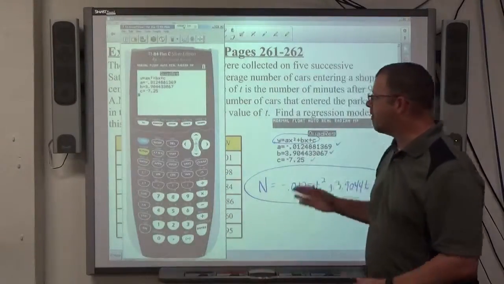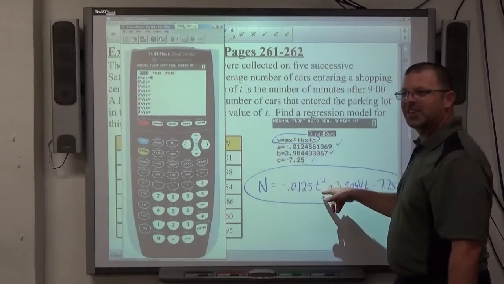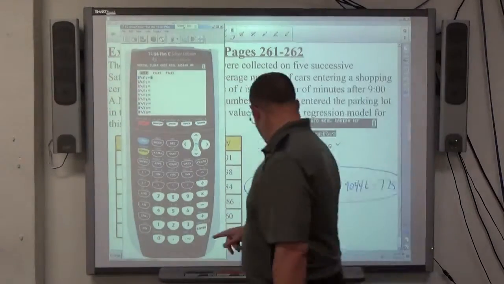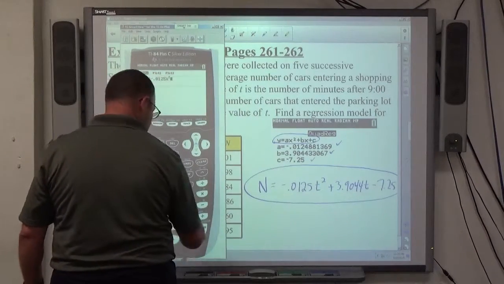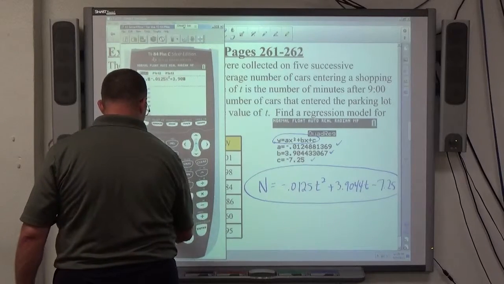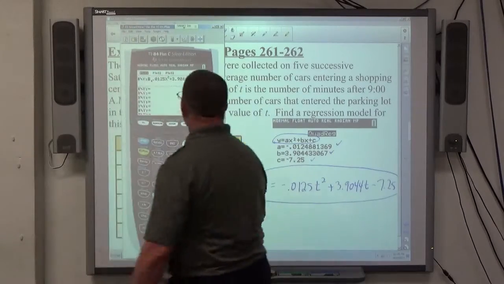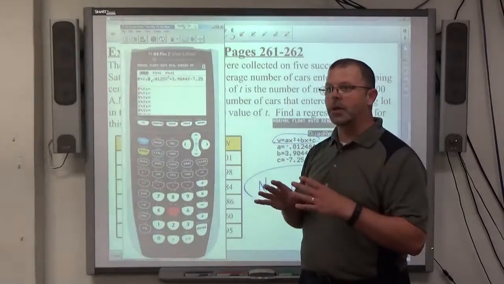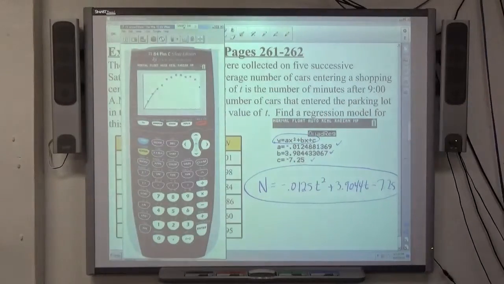If I wanted to verify that with my calculator, go to y equals, enter this as my function, using x's instead of t's because that's what my calculator understands. Negative 0.0125 x squared plus 3.9044 x minus 7.25. Okay, I don't have to readjust the window at all because I've already got my window set for the data. The graph's supposed to fit the data, which we can see there's my parabola, and it really closely fits that data.